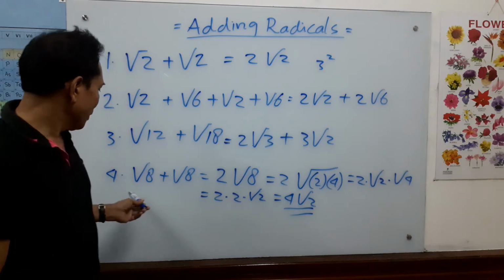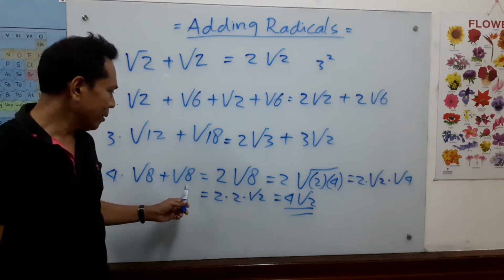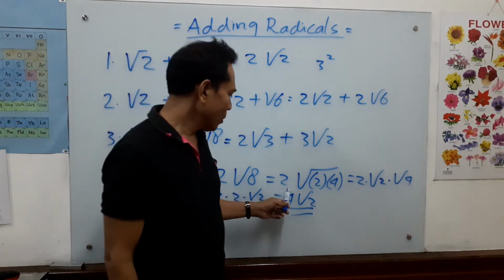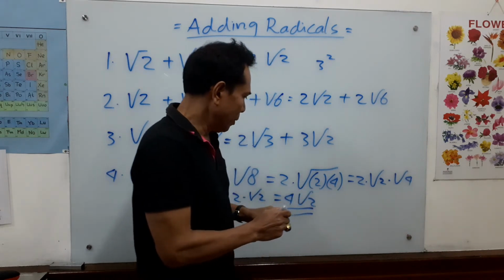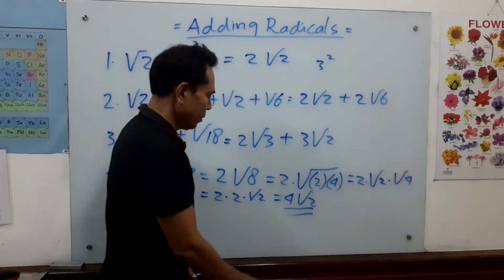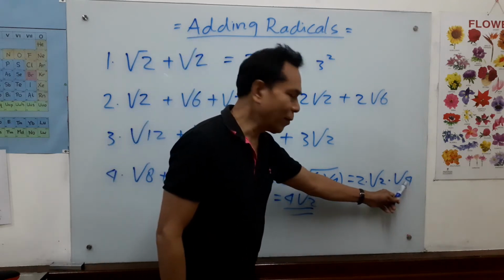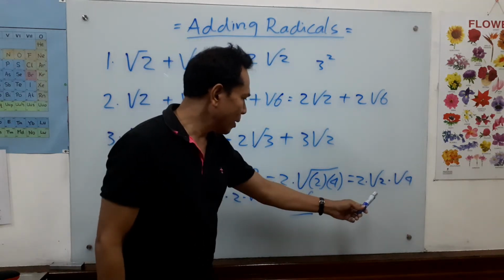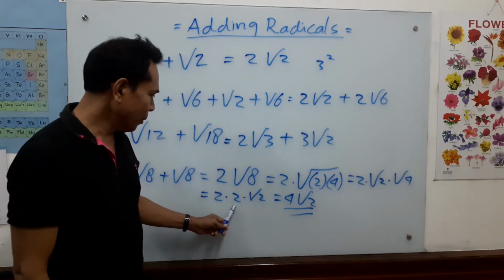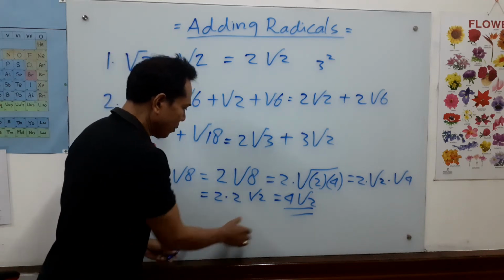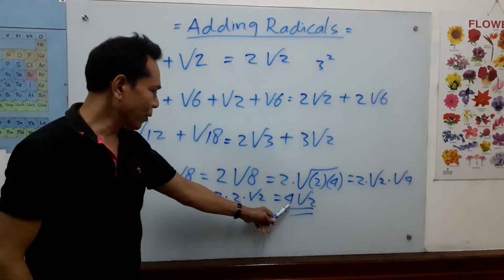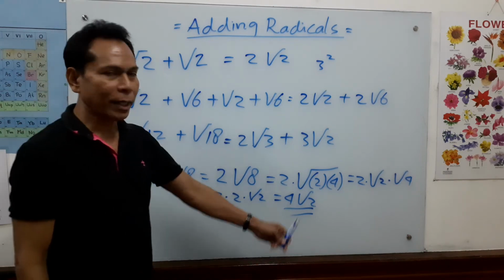And then we come to number 4, radical 8 plus radical 8 is 2 radical 8. Now this radical 8 we can simplify, so we get 2 times radical 2 times radical 4, then we get 4, because radical 4 is a perfect square. We have 2 times 2 here, 4 times radical 2, so 4 radical 2, okay?